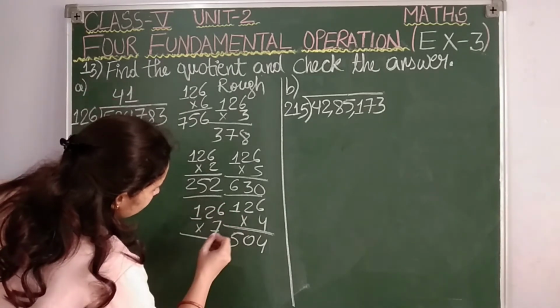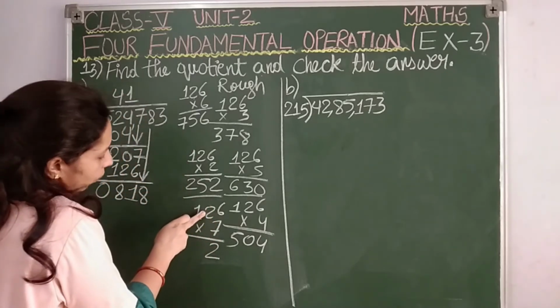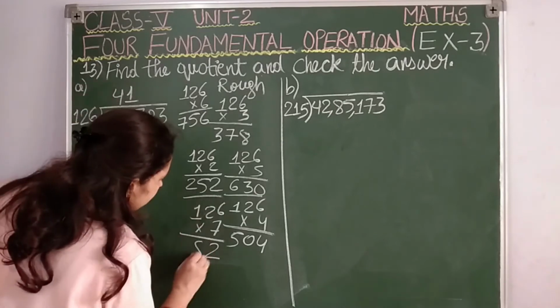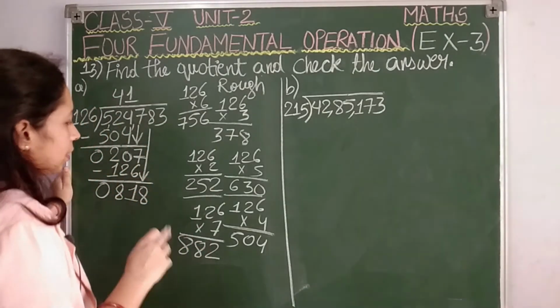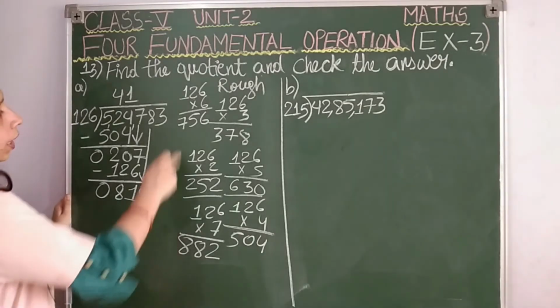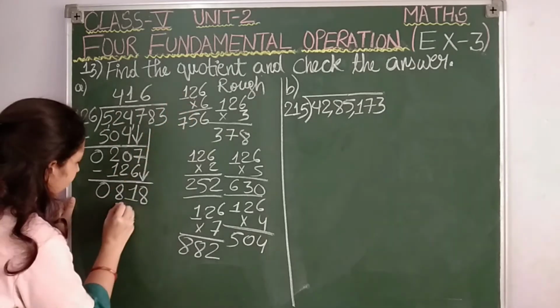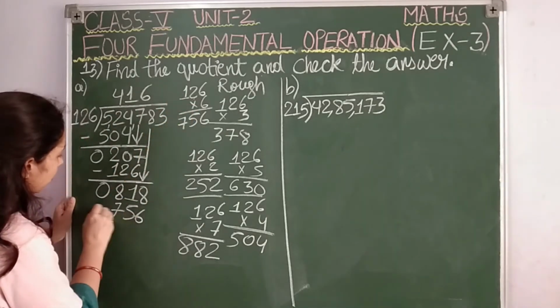7 6s are 42, 4 carry over, 7 2s are 14, 15, 16, 17, 18, 7 is 7, 8. Okay, 882. That means I have to take 6s, na. 126 6s are 756. Let us subtract, students.